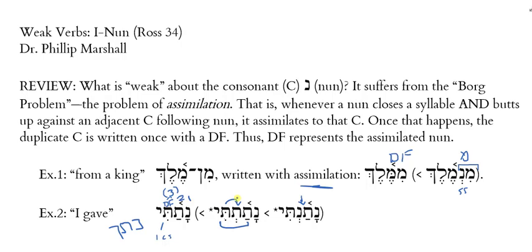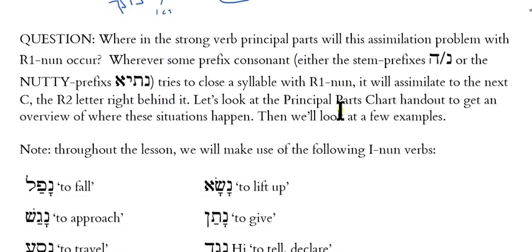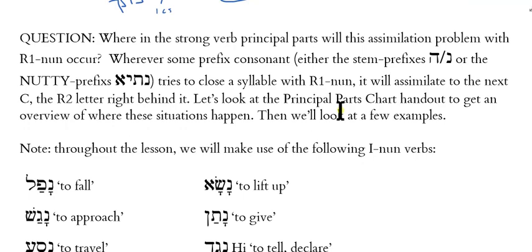These are the sorts of problems that noons pose in the Hebrew system. Now, there's a question here that I want to ask you to think about. Where in the strong verb principal parts will this assimilation problem with root 1 noon occur? Well, wherever we have some prefix consonant, and remember we have two different types of prefixes. We either have stem prefixes, the Nifal stem gets a noon prefix, and the Hifil and Hofal stems get hey prefixes. So we could see a stem prefix or one of the nutty prefixes.